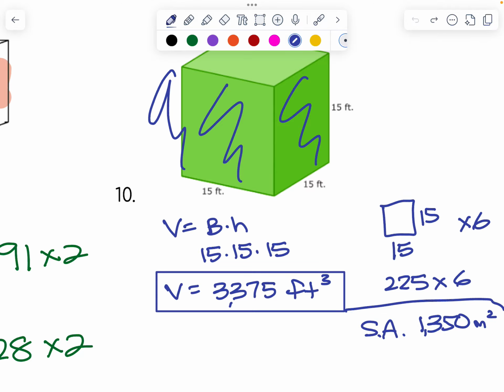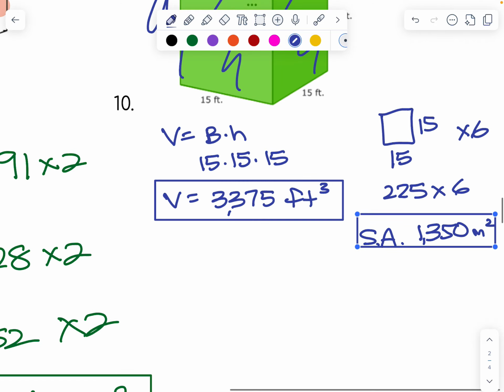Oh, that did not make a rectangle. We're going to try that again. Oh, we'll take it. All right, let's go to the back side.